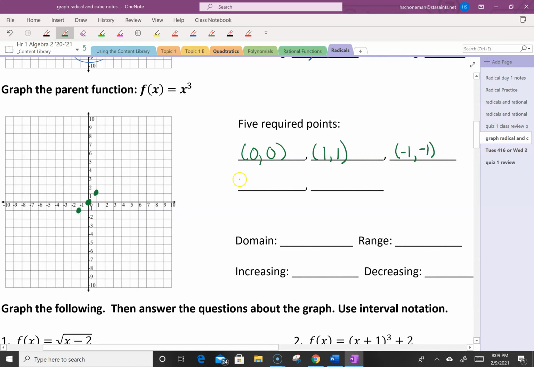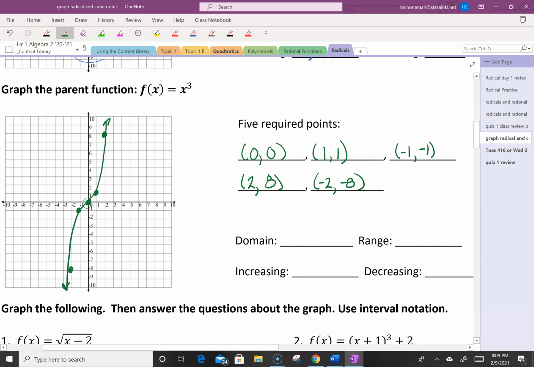Well, so far that doesn't look like much, so let's try plugging in 2. 2 cubed is 8, so I'm going to go over 2 and up 8. And I can plug in negative 2 cubed, and I get negative 8. And so my graph looks like this. Every time I have a cube, starting at my starting point in the center, I'll go left and right 1, and then up and down 1, and then left and right 2, and up and down 8.